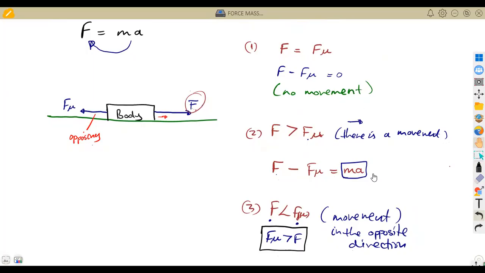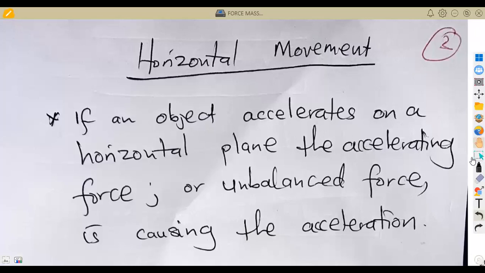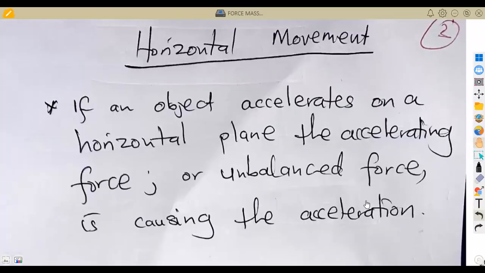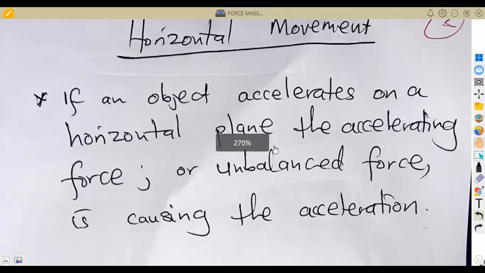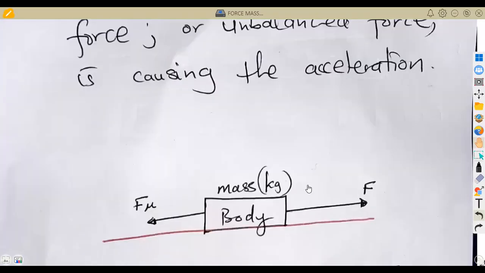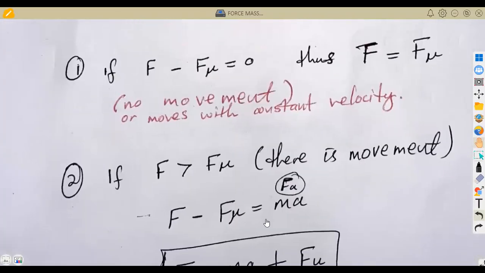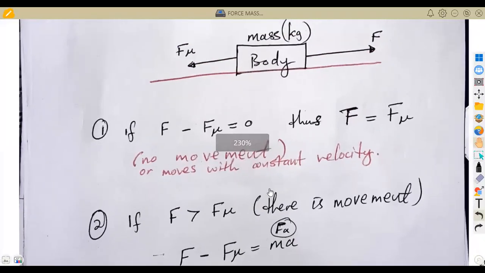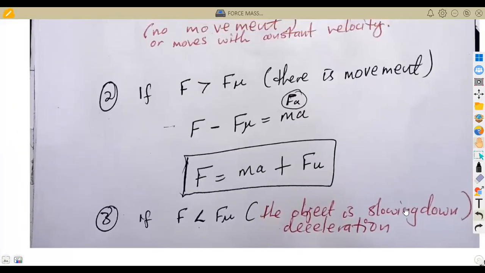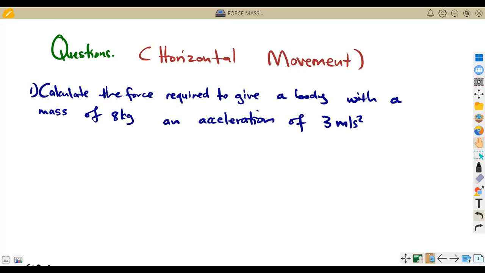So with these few terms, or these few formulas that we have, I want us to just see some few questions on the horizontal movement, because here we're talking about a horizontal movement. This part is the one that I was explaining, that if an object accelerates on a horizontal plane, the accelerating force or unbalanced force is causing the what? The acceleration, which is the one that we have here in this explanation. So you shall just also conclude with this part here. All right, so I think this one can lead us to the questions. Let us check one or two questions here.